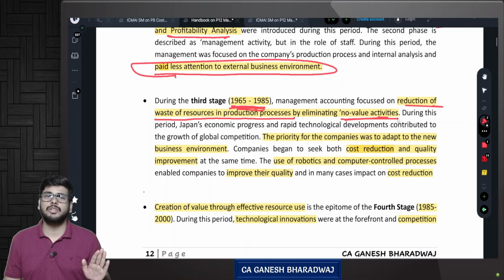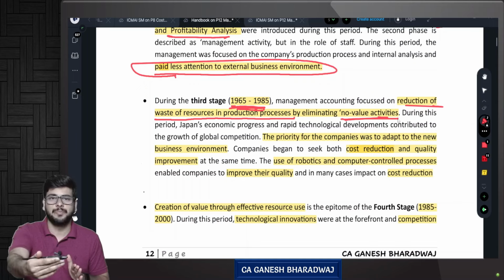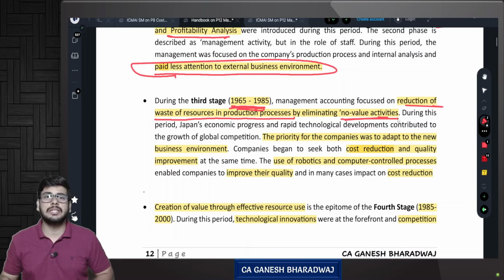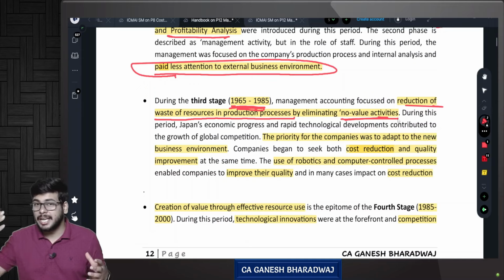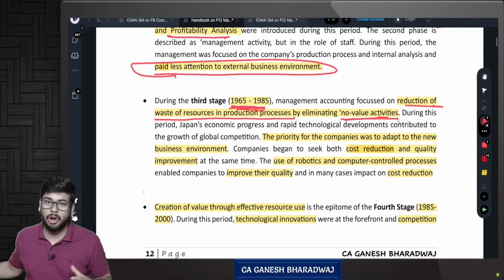What do you mean by value added and non-value added activities? An activity that adds value to my production process is called a value added activity. An activity that does not add value to my production process is called a non-value added activity. They identified this and they were focusing on removing all the non-value added activities. Are you clear with this?